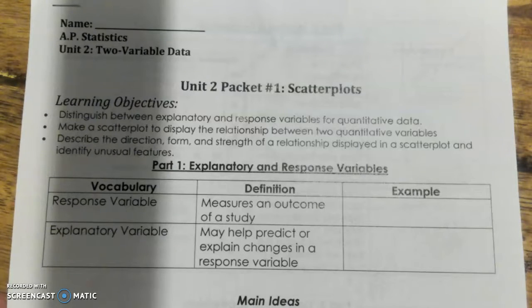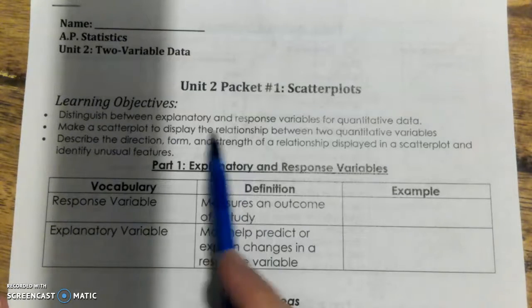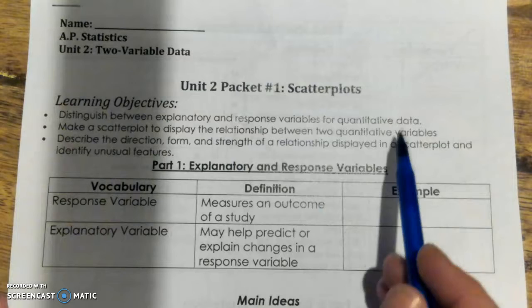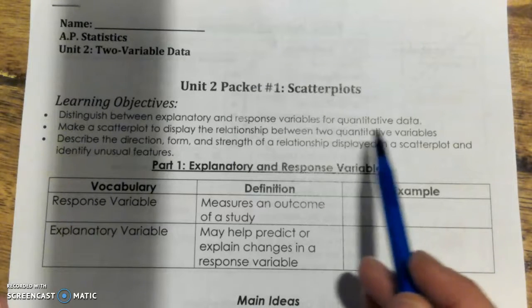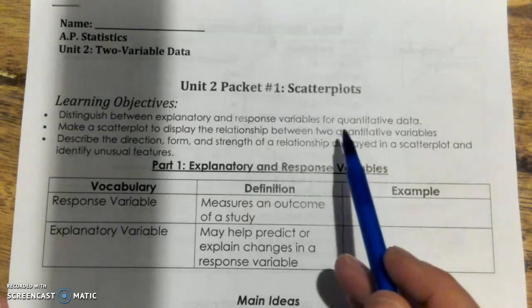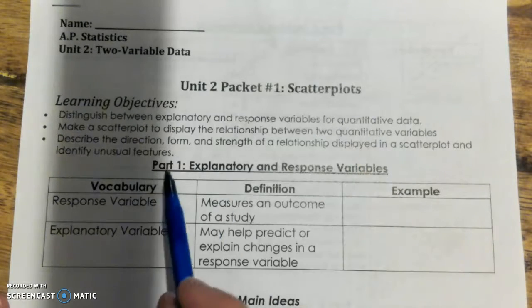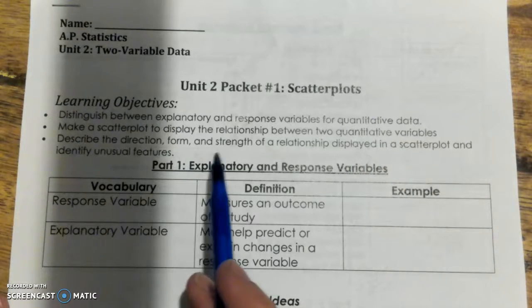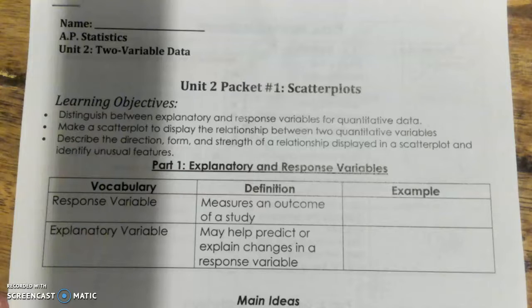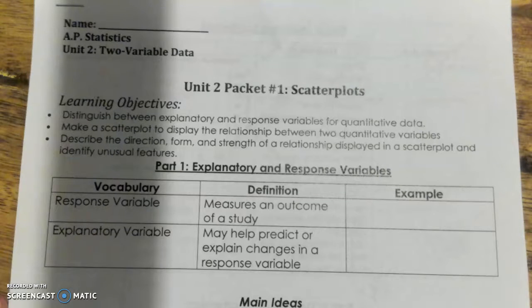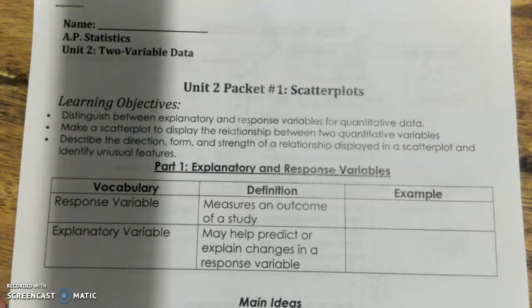So our learning objectives, we're going to distinguish between an explanatory and a response variable for quantitative data, meaning both data has to be answered with a number. We're also going to make a scatter plot to display the relationship between the two quantitative variables, and we're going to describe the scatter plot. All right, so part 1, explanatory and response variables.